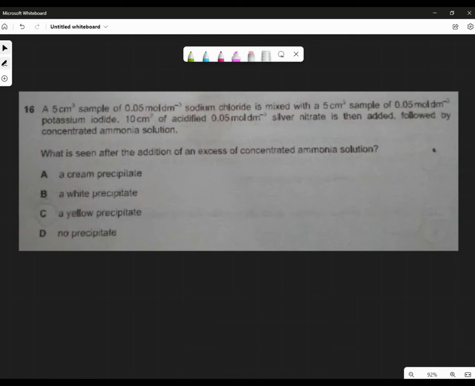A quick three questions for Moses here. Number one, we've got some sodium chloride and we've got some potassium iodide. So we've got iodides and chlorides, and we're going to mix them with silver nitrate. So obviously, I'm going to get a silver chloride precipitate and a silver iodide precipitate. The silver iodide is yellow, and the silver chloride is white. There you go. That's up to here.